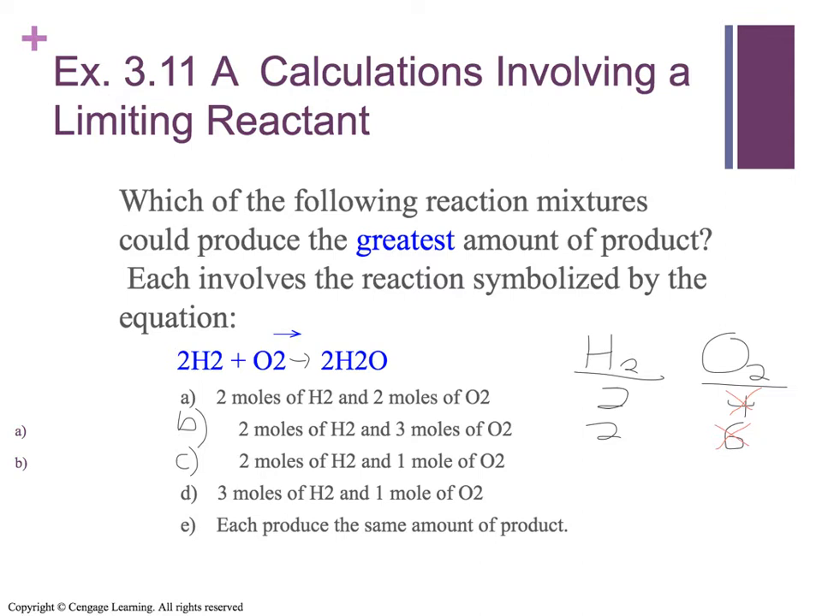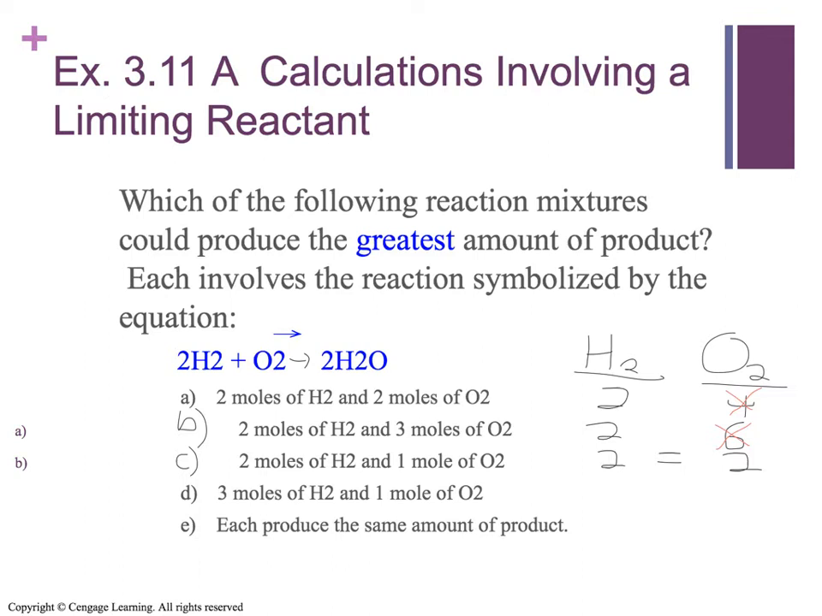Again, we have 2 moles of hydrogen. That's going to make 2 moles of water. And now I have 1 mole of oxygen. Well, that's still a 1-to-2 ratio, so that 1 oxygen is going to give me 2 moles of water. Those are equal. They're both going to run out at the exact same time, so I can make 2. No, one isn't limiting or excess.